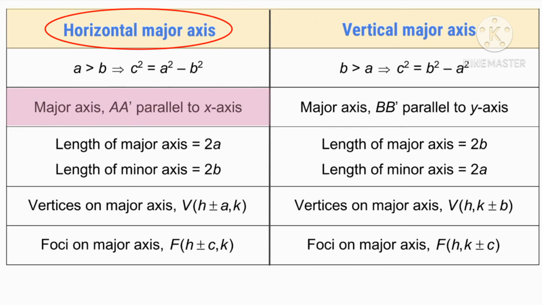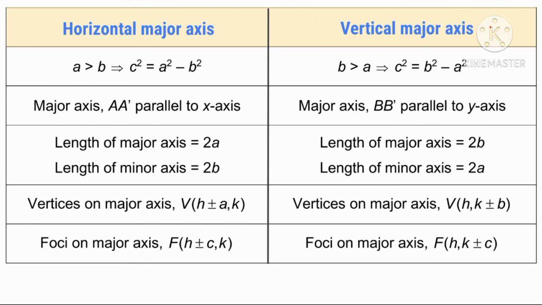The major axis is parallel to x-axis, and this refers to the line A prime. The length of the major axis is equal to 2a, and the length of the minor axis is equal to 2b. The endpoints of major axis are the vertices with coordinates (h plus or minus a, k). The foci have the coordinates (h plus or minus c, k).